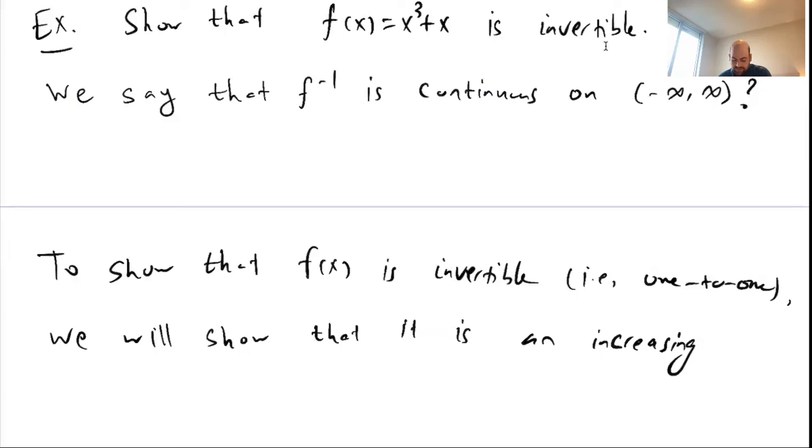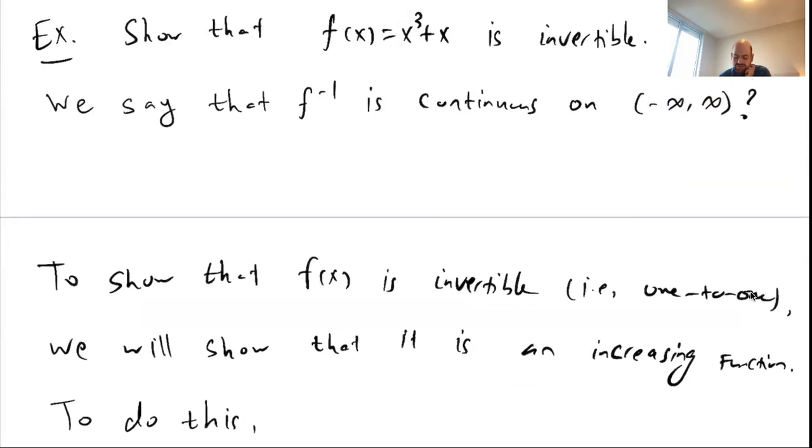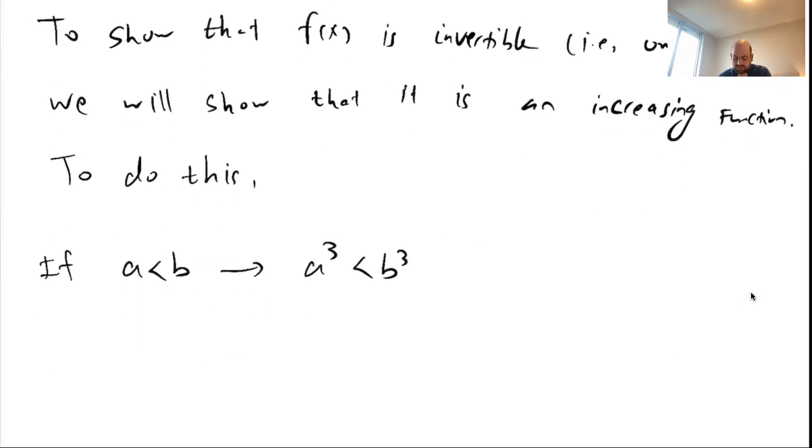To do this, let's start with a less than b. If a is less than b, then we can say that a cube is less than b cube, right? So increasing function means if a is less than b, then f of a is less than f of b. If a is less than b, we have to show that f of a is less than f of b. But what is f of a? F of a is a cube plus a, f of b is b cube plus b. So I first construct a cube and b cube. So if a is less than b, then a cube less than b cube.